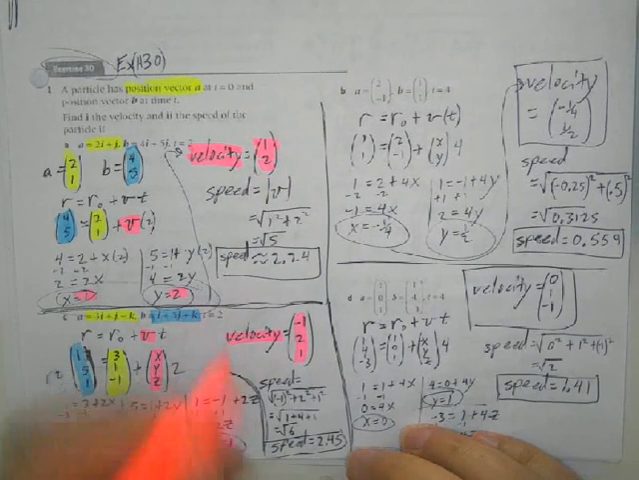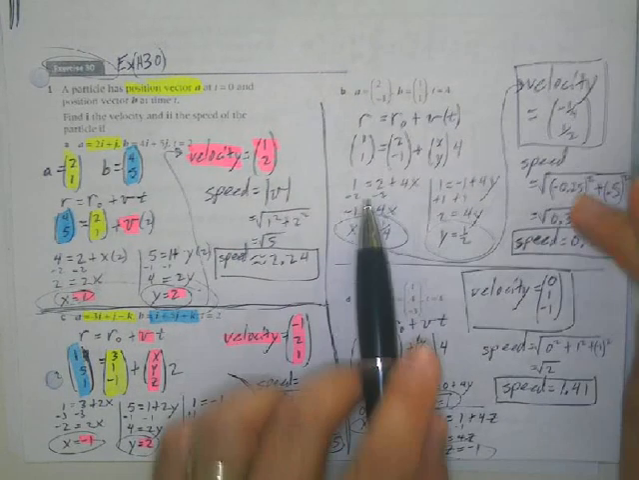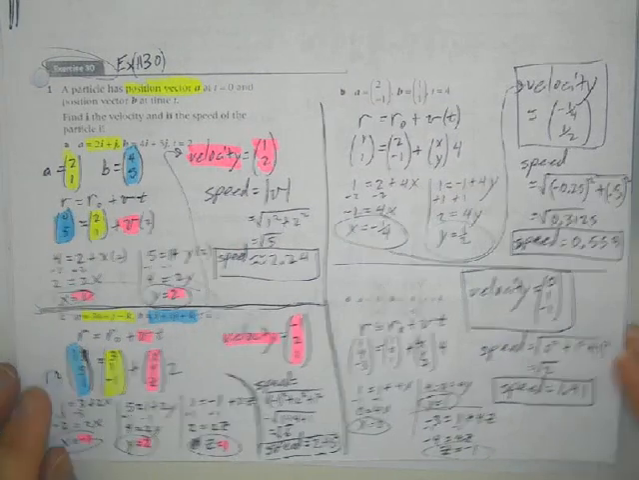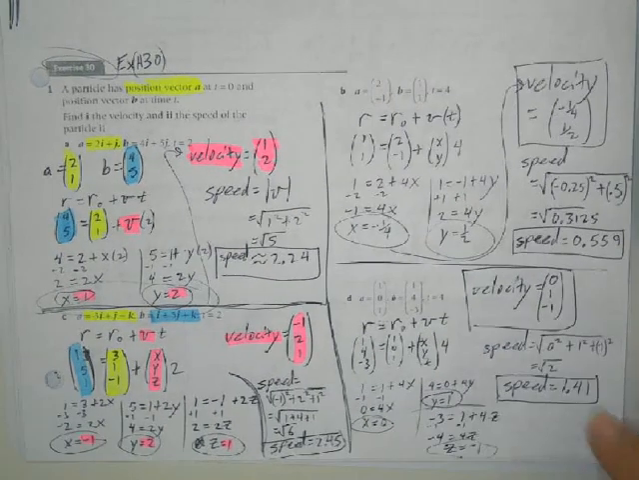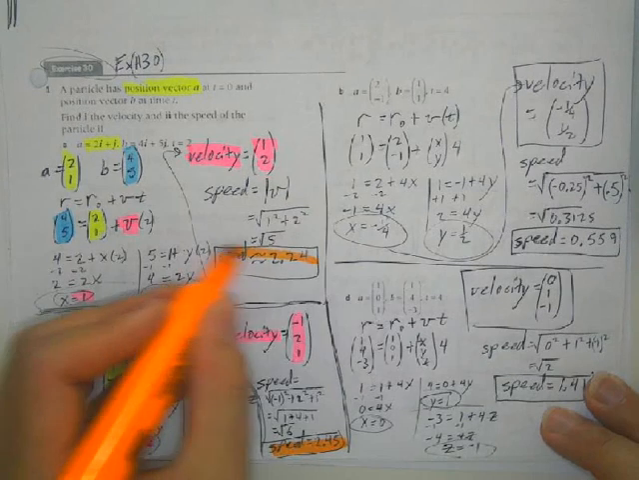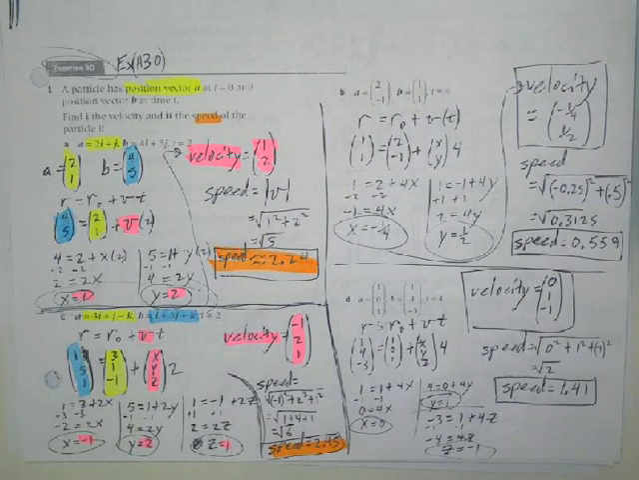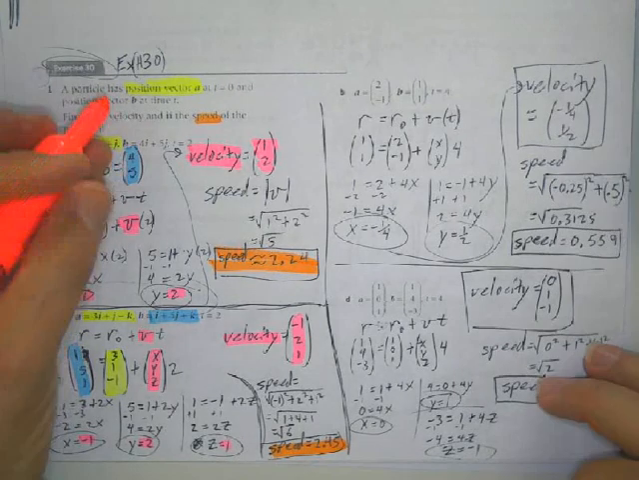Now to find the speed, I take the magnitude of that. These two are done the same process. I guess I've been highlighting speed orange, so let's just continue that same thing. We've been highlighting the speed orange, and we've been highlighting the velocity red.